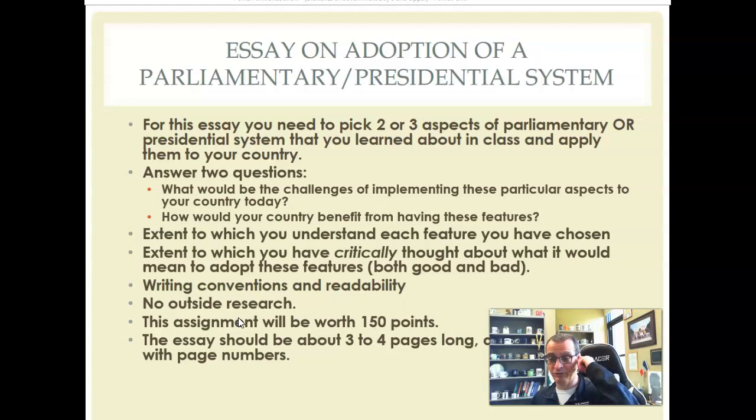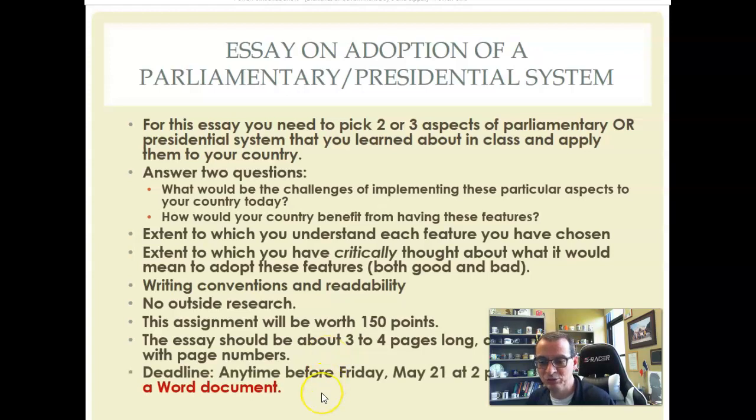The assignment is worth 150 points. I guess you can't see this last one. The essay should be about 3 to 4 pages long. It says double spaced with page numbers, and it is due no later than Friday of finals week. That's May 21st by 2 p.m. And again, you can't see this, but it says you should turn it in via Moodle as a Word document. I would prefer a Word document as opposed to a PDF file.